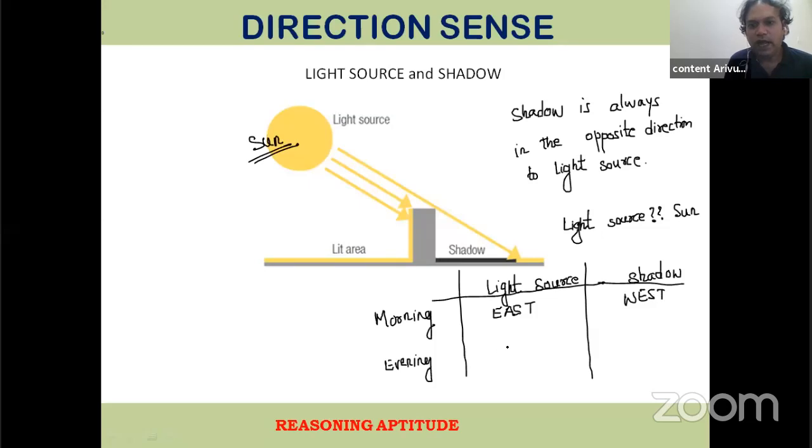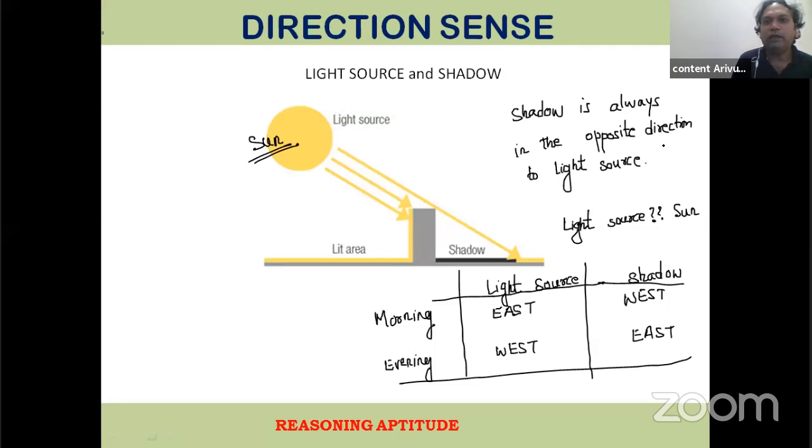In the evening, light source, which is sun, is in which direction? West. So shadow will be towards east. Note it down and tell me if this is clear. If you have any doubt, let me know.